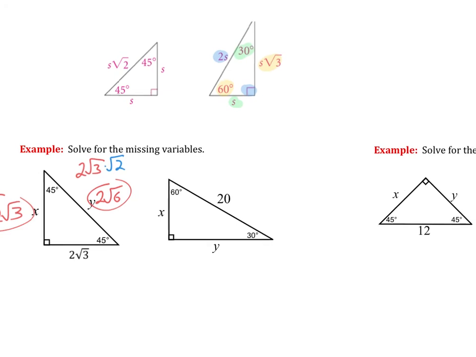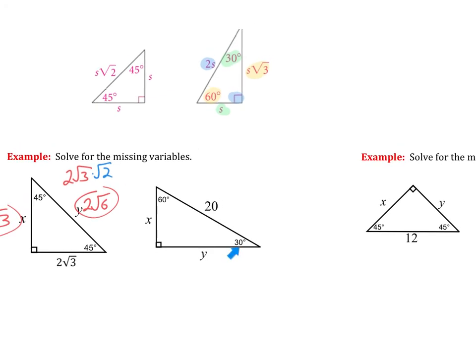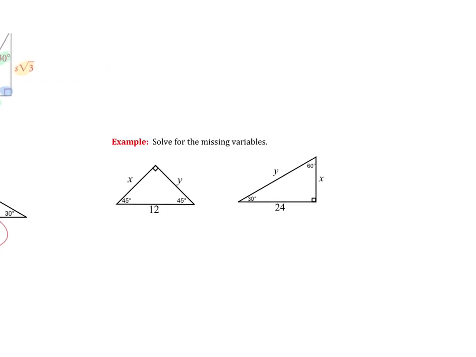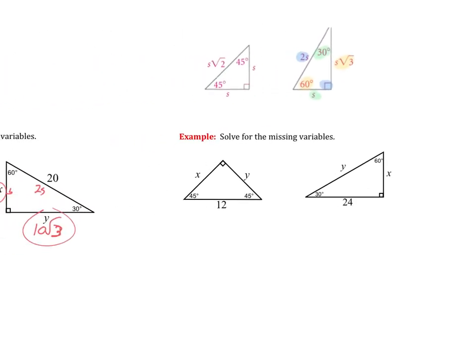Let's take a look now at the 30, 60, 90. They give me the hypotenuse, so they give me the 2s. That means the short leg across from the 30 would be plain old s. If 20 is the 2s side, then s would be 10, which means y is going to be 10 times rad 3. There we go. Two more.